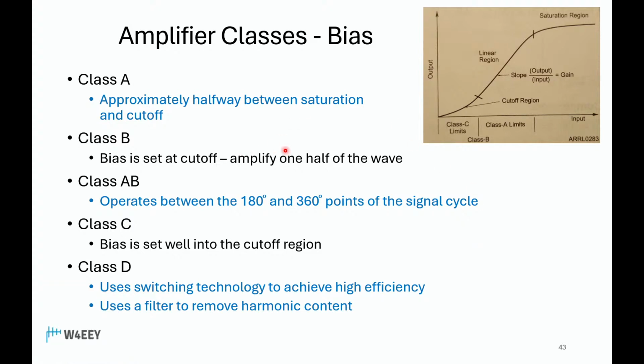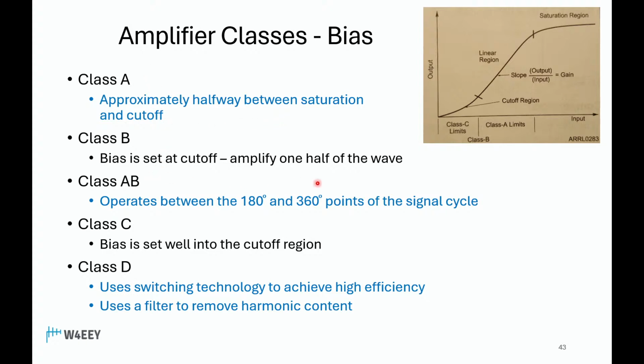So here's a summary, just showing it to you in a different way. Class A is going to be conducting approximately halfway, set approximately halfway between saturation and cutoff. Saturation is when the transistor is turned on fully. It can't be turned on any harder. Cutoff is when it's not conducting at all. So someplace in the middle of that is where we need to set the operational characteristic of the amplifier, or the load line, if you want to call it that, to get Class A performance.